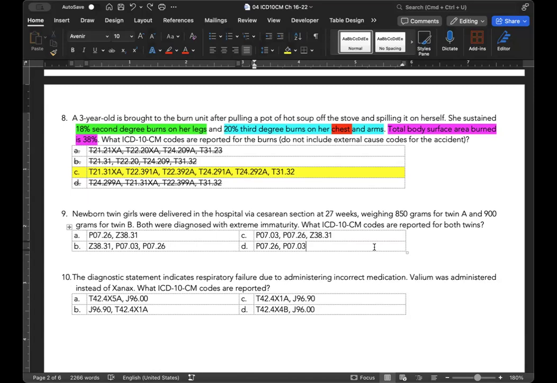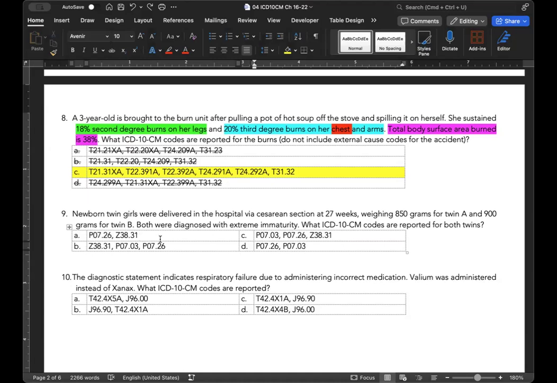For the babies, we're going to code for the outcome of delivery. On mom's record, we're going to code the delivery itself and the weeks of gestation. For the babies, we're going to do outcome of delivery, which is going to be your live born, stillborn, whatever it might be. For your outcome of delivery, those are going to be your Z38 codes. So we have 3 options that have Z38, right?